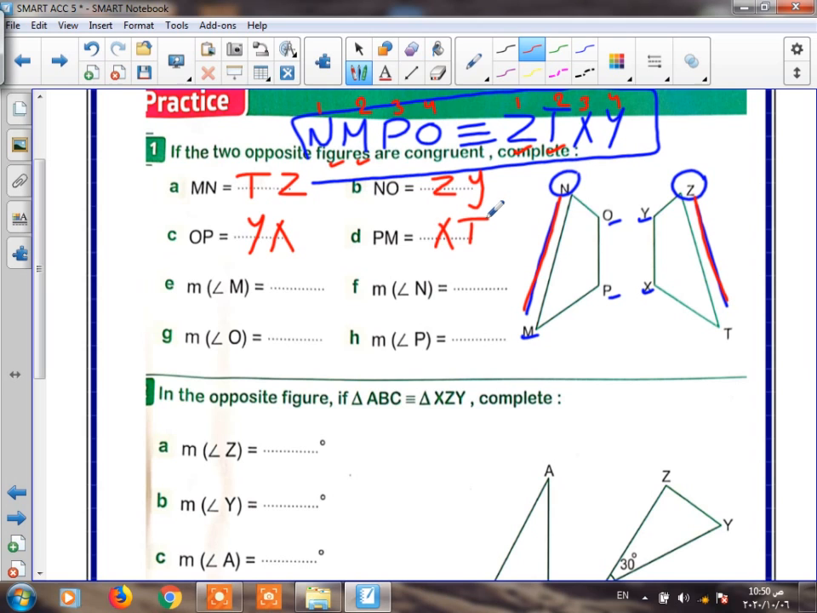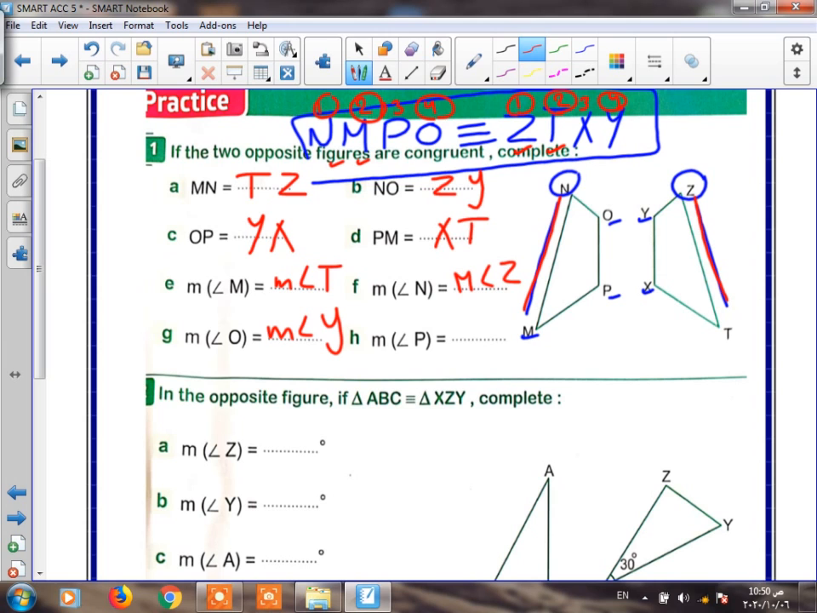Measure of angle M, measure of the second one equal to the measure of the second one in the other one, where it will be measure of angle T. Okay, and the measure of angle M, measure of the first one equal to the measure of the first one in the other one. It will be measure of angle Z. Okay, measure of angle O, measure of the first one equal to the measure of the first one, measure of angle Y.